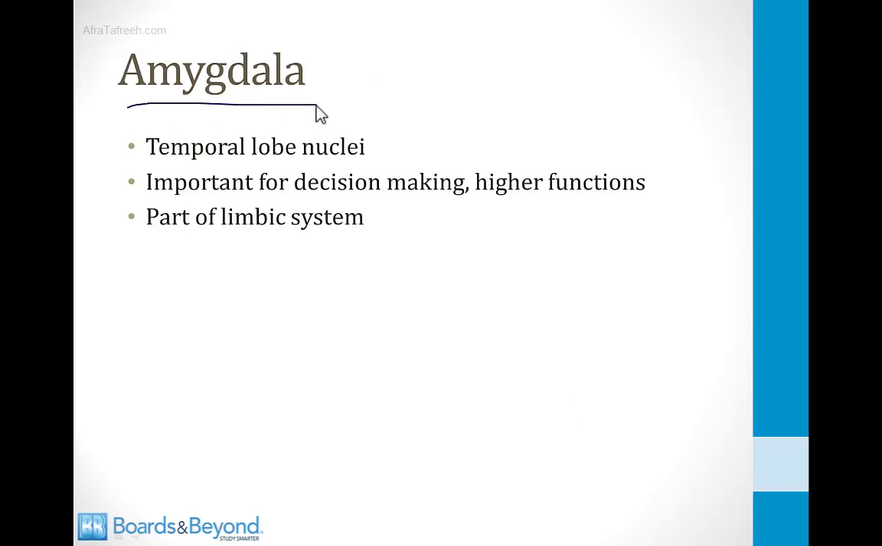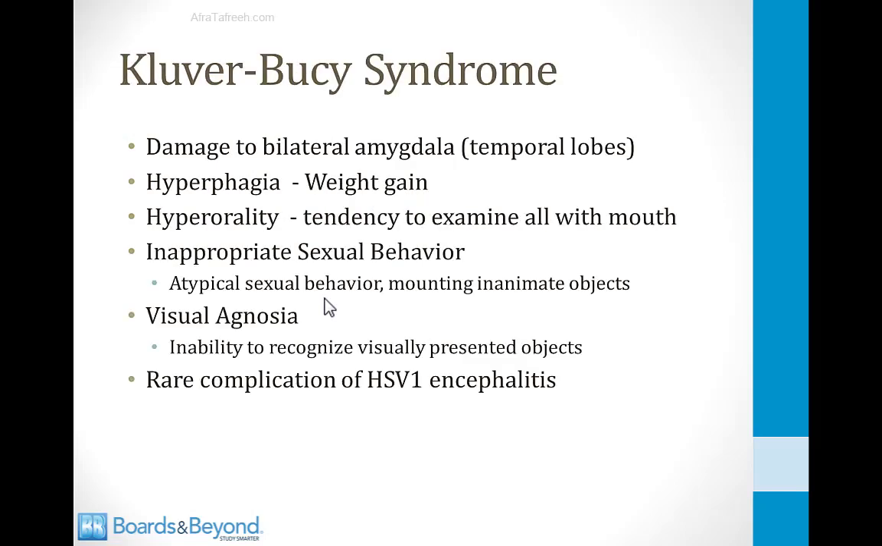The amygdala is found in the temporal lobe. It's part of the limbic system. It's a collection of nuclei, and it's important for decision making and higher functions. And when you get damage to the amygdala bilaterally, you get something called Kluver-Bucy syndrome.